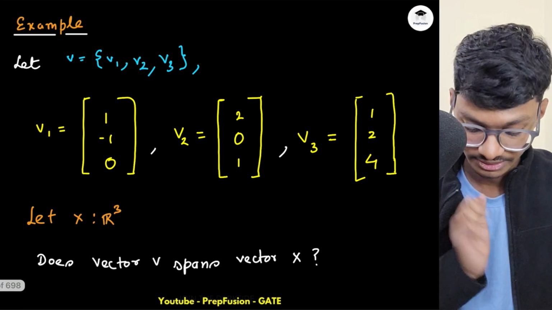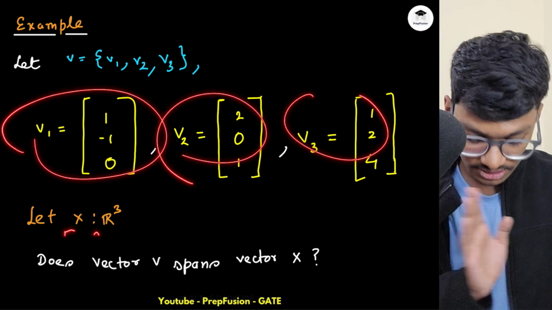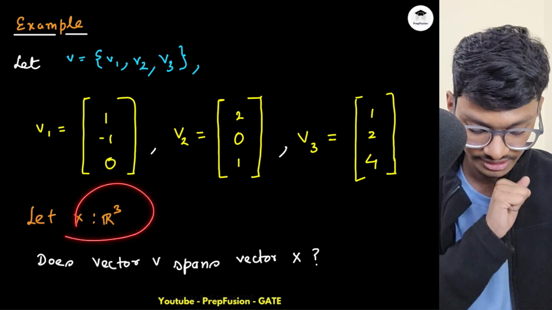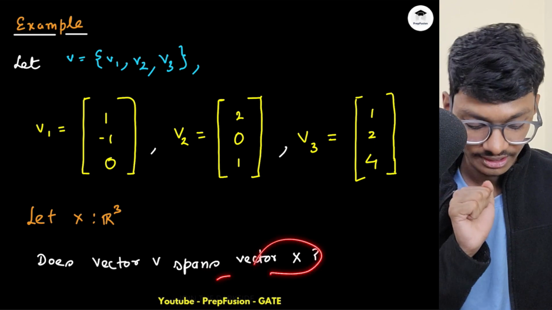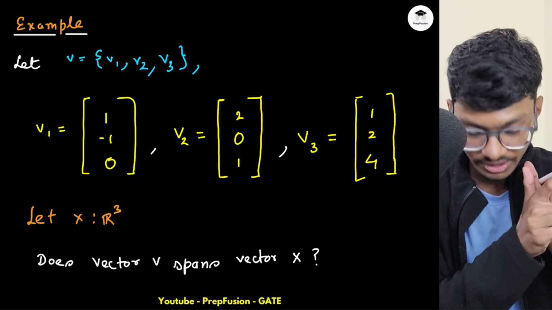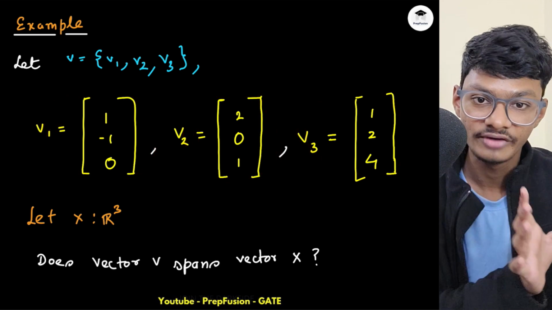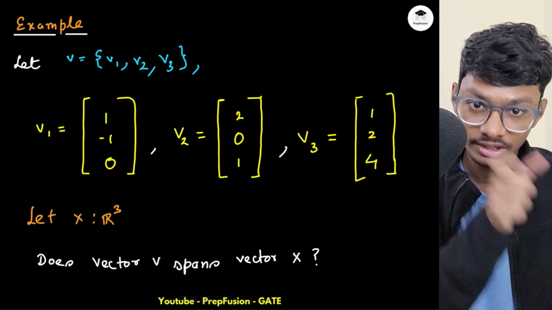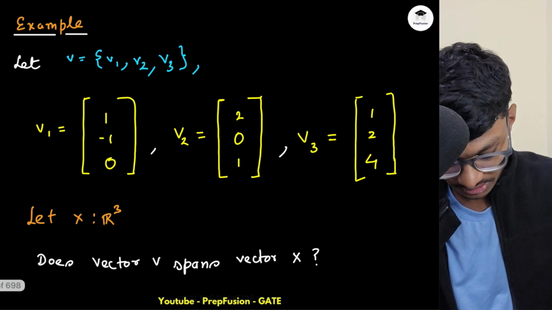So let's do a few examples. Here v1, v2, v3 are these three vectors, and x is a vector of real three-dimensional space. Now, does vector v span vector x? We have to understand this. How do we understand this? Basically, this means with a linear combination of these three vectors, will I be able to reproduce my x vector? What does this statement mean?